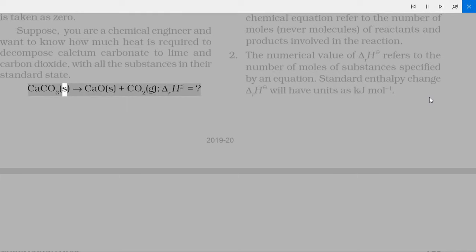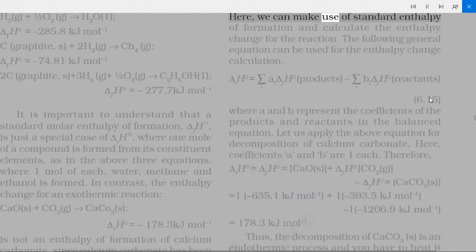CaCO3(s) → CaO(s) + CO2(g), ΔrH° = ? Here, we can make use of the standard enthalpy of formation and calculate the enthalpy change for the reaction. The following general equation can be used for the enthalpy change calculation: ΔrH° = Σ ai ΔfH°(products) − Σ bi ΔfH°(reactants), equation 6.15, where a and b represent the coefficients of the products and reactants in the balanced equation.